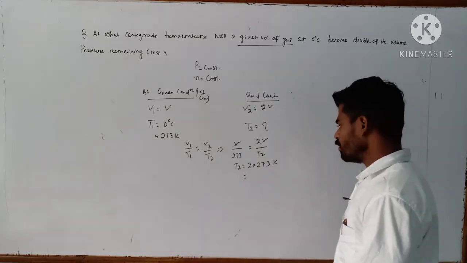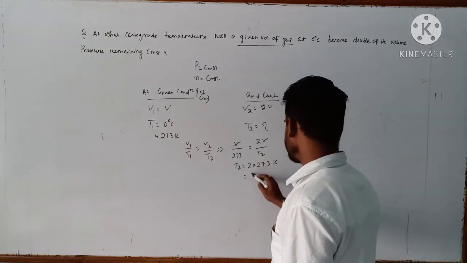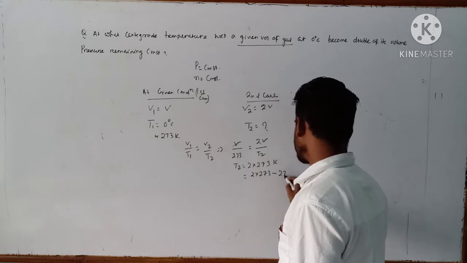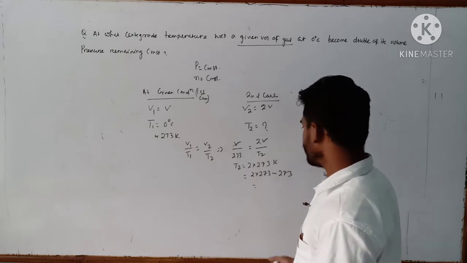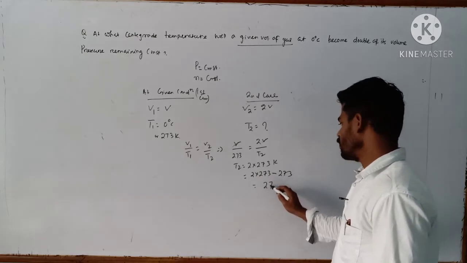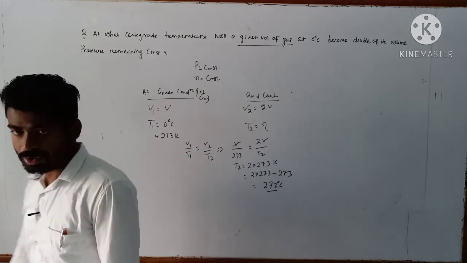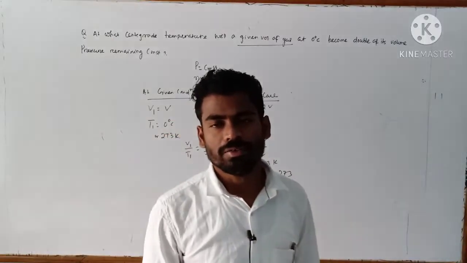Then you convert it into degree centigrade. So for degree centigrade, 2 into 273 minus 273 will be converted into centigrade. So that will be 273 degree centigrade is your answer. Okay, very good.